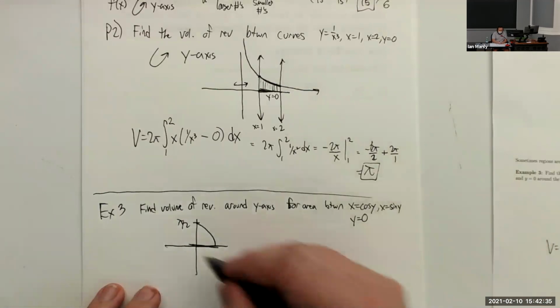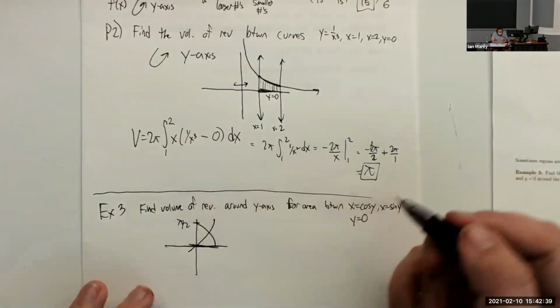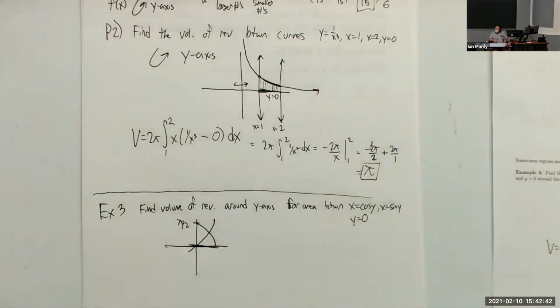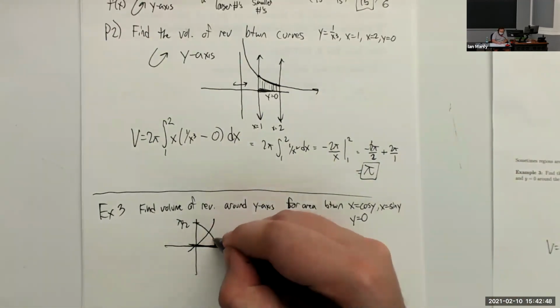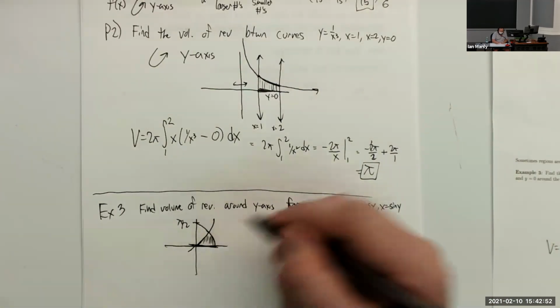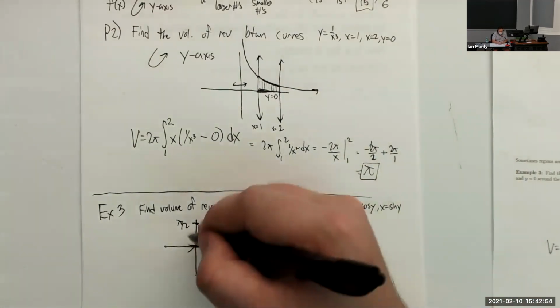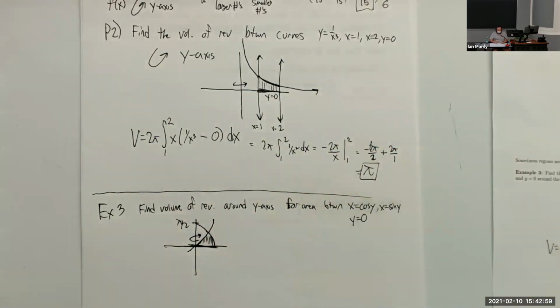Then we have x is sine of y, which is going to look something like this. Now this one, it might be a little bit hard to tell where the area is, but we need to remember it's between these three curves specifically. So this one, and this one, that means we're looking at the area right here. All right, and then what we're doing is we're spinning this around the y-axis.